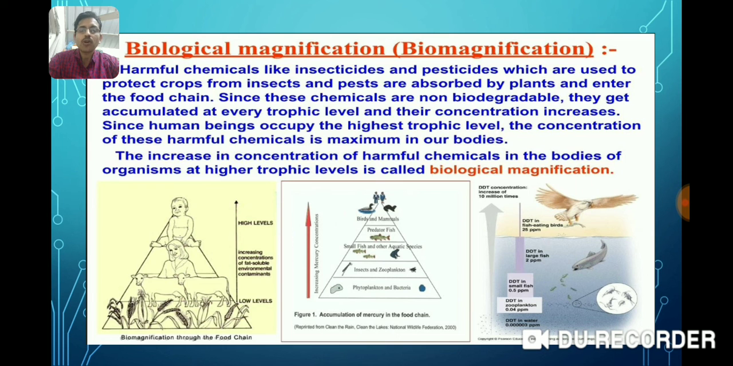Since human beings occupy the highest trophic level in a food chain, the concentration of these harmful chemicals is maximum in our bodies. This process of increase in the concentration of harmful chemicals in the bodies of organisms at higher trophic levels is called biological magnification or biomagnification.